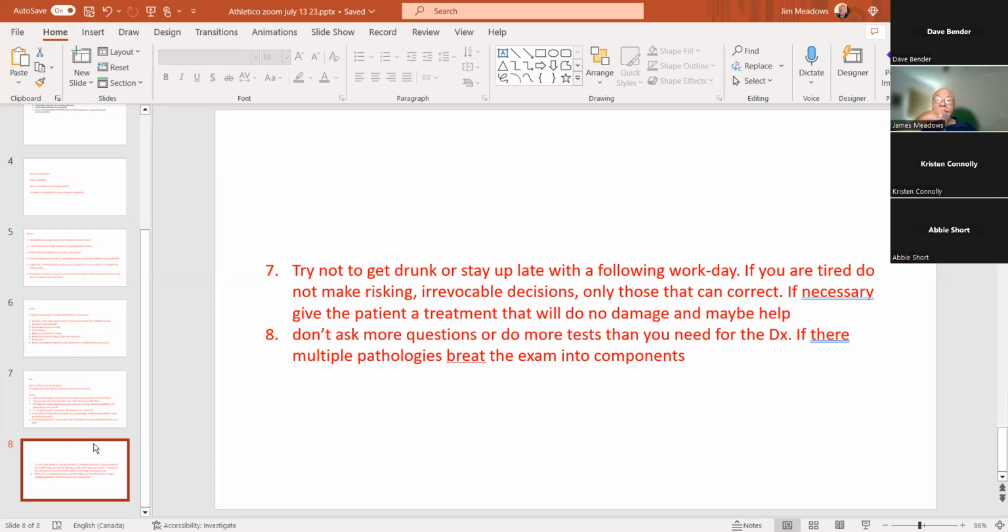And for number 8, which is being overwhelmed, don't do too many tests and ask too many questions. Focus on what you're doing with the diagnosis, and your questions concern that and not anything else. And again, if you've got multiple pathologies, break the exam into components and look at each one individually.